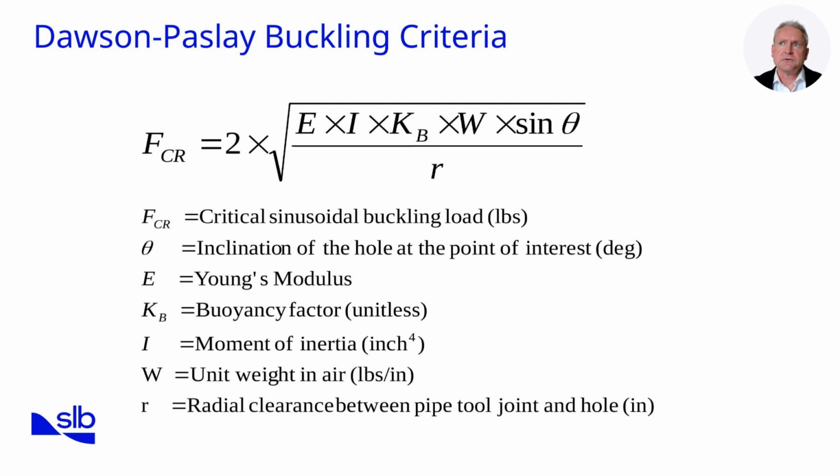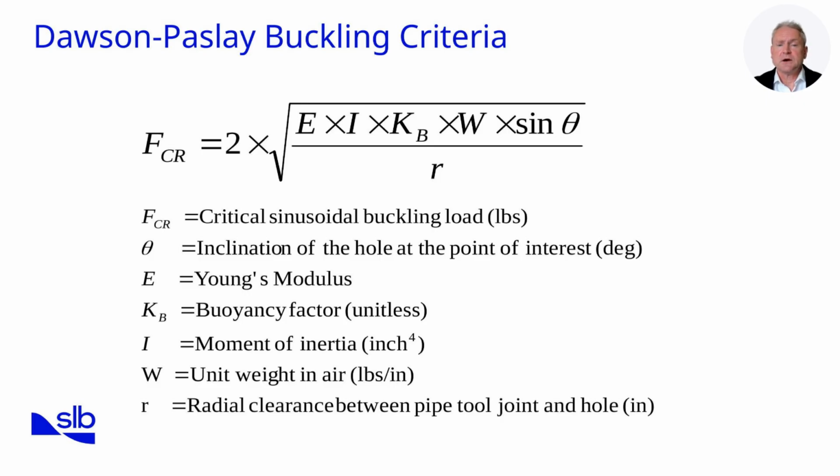Now, let's review the Dawson-Pasley buckling criteria, which defines the critical sinusoidal buckling load, FCR. This is the load at which the drill string will start to buckle sinusoidally inside the wellbore. The formula expresses FCR as twice the square root of the stiffness and loading terms divided by the radial clearance. Breaking it down, E, Young's modulus, represents material stiffness.